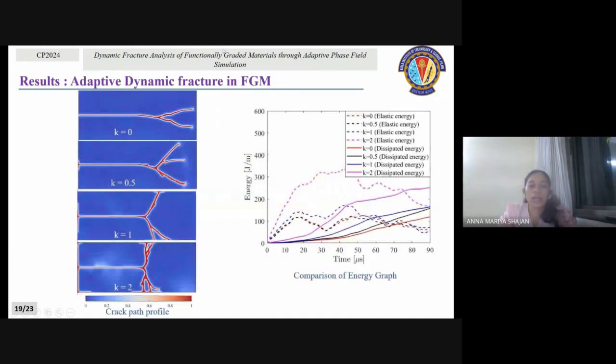So this is the corresponding crack profile obtained. Here you can see that with the increase in the biaxial loading rate, multiple branching is happening, and the crack bifurcation angle is closer to the initial crack tip as we increase the biaxial loading rate. And once the k value is equal to 2, the crack bifurcation angle is almost equal to 90 degrees. And the dissipated energy and the elastic energy are also increasing with the increase in the biaxial loading rate.